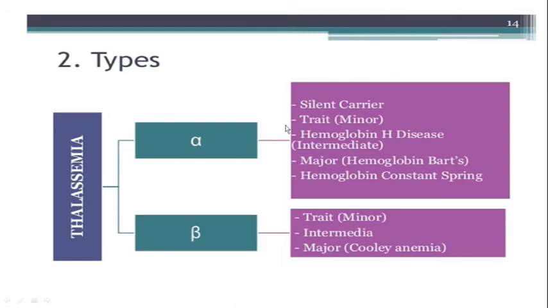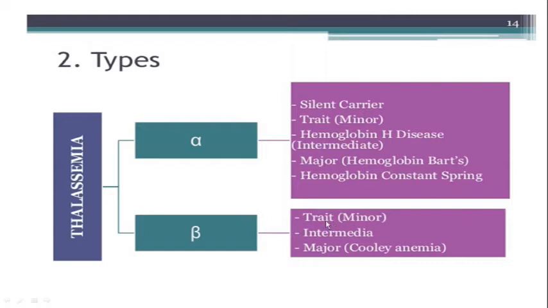And alpha thalassemia has been classified into a silent carrier, where you have deletion of only one locus of one gene, while when two genes are mutated or deleted, you have alpha thalassemia minor, which is a trait. Then hemoglobin H, where three alpha genes are mutated or deleted, and the major is when all four alpha genes are mutated.